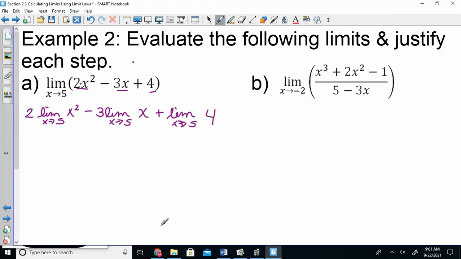So I realize this is annoying, writing the limit as x approaches 5 three times. We need to do it right now. That's our work. We'll get to the point where we can talk about when you have to have it, when you can leave that off. But for now, we need it.